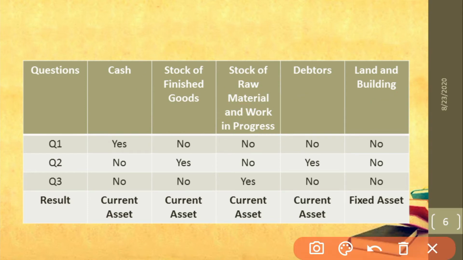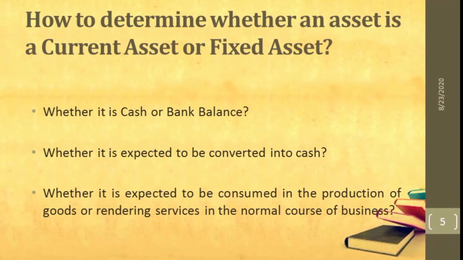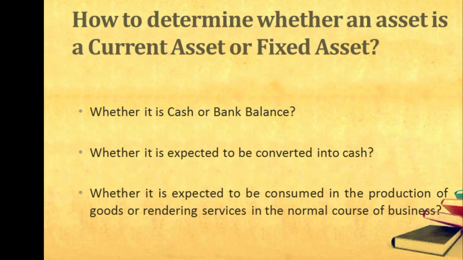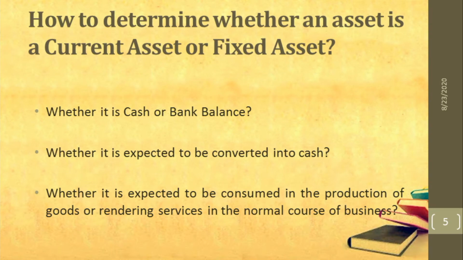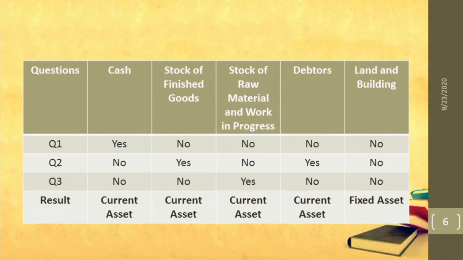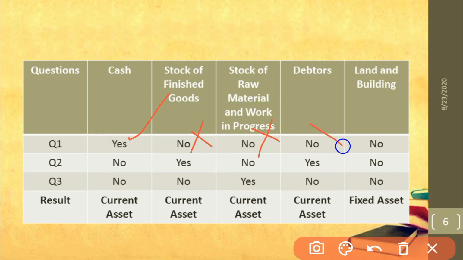Cash. Question number 1. What was question number 1? Whether it is cash or bank balance, right? So let's see in the question what it says. Cash, obviously it is yes. In the finished goods, no, it is not cash or bank balance. Similarly, for raw material and work in progress, no. For debtors, no. Land and building, no. So for the first question, only cash says yes and the others say no.